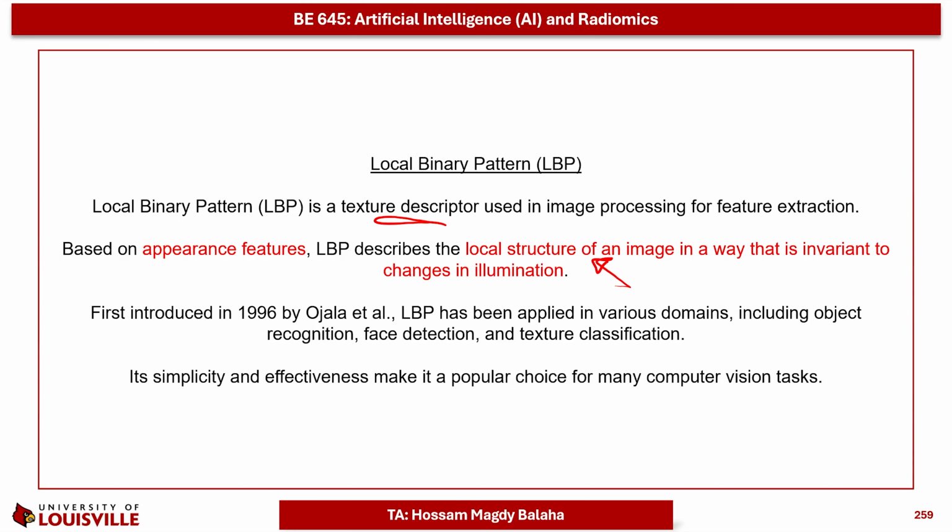So if you have a set of images taken under different types of illumination, or a certain image has different types of illumination, then you can use LBP to describe your image and its local structure based on the appearance features. This technique was introduced in 1996 by Ojala et al. Since then, it has been applied in various domains such as face detection and picture classification.